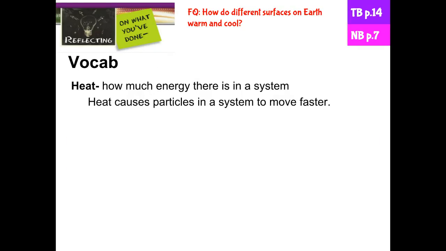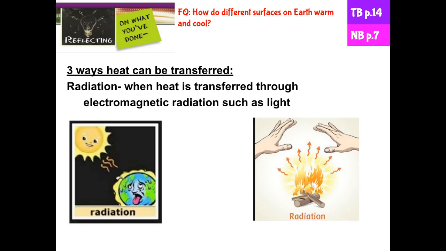So the first vocab word that we're going to review is heat. Heat is how much energy there is in a system. Heat causes particles in a system to move faster. So the faster particles move, the more heat there is within that system. There are 3 ways that heat can be transferred. The first is radiation. Radiation is when heat is transferred through electromagnetic radiation such as light.